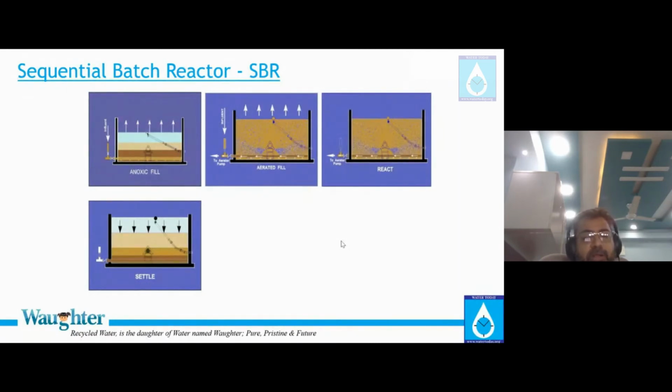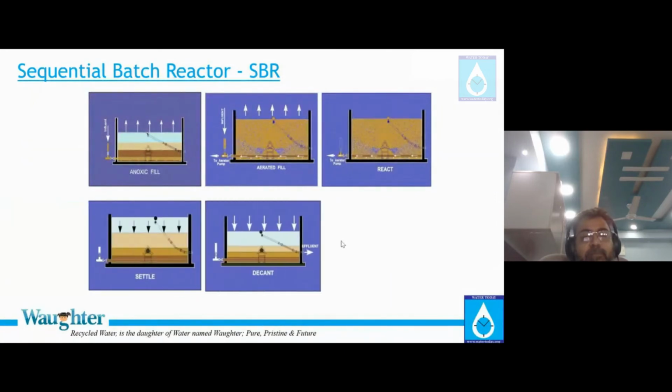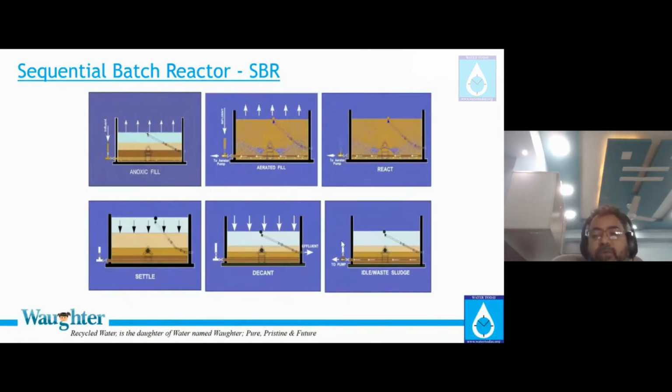So you have a clear liquid. Then we have a decantation arm. This decantation arm will help us remove the decant material. When the decantation takes place, then we can go towards something called idle or sludge wasting. These are the simple 6 steps followed in SBR.